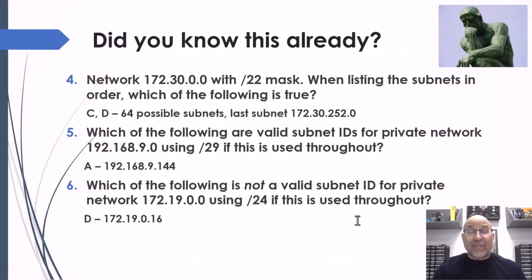Question number 6, which of the following is not a valid subnet ID for private network 172.19.0.0 using a /24 if this is used throughout? So again, everybody's using the same mask. A lot of these problems are same mask problems. Well, the only one that doesn't make any sense whatsoever is 172.19.0.16. And the reason it doesn't is because while there's a 0 here and you go, well, wait a minute, if we start with a classful address space, wouldn't I start there? And the answer is yes, but it would be all zeros everywhere. And so that .16 doesn't make any sense. But again, we'll take a look.